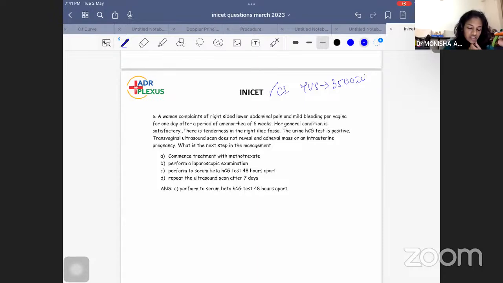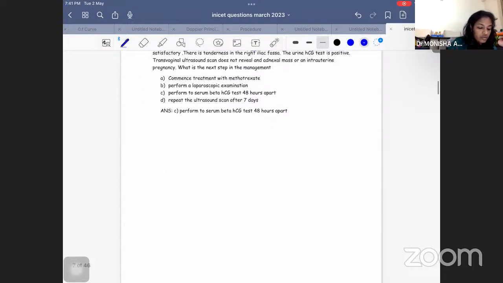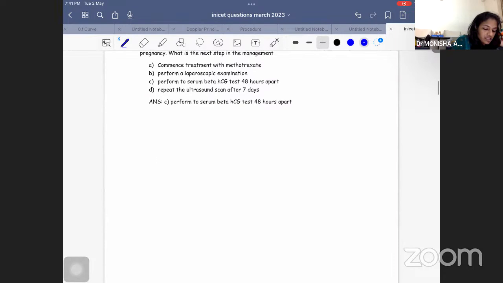The urine HCG test is positive. Transvaginal scan does not reveal any adnexal mass or an intrauterine pregnancy. What is your next step in the management? That means all the features they have given are suggestive of ectopic pregnancy. It's 6 weeks, but she has done an ultrasound. So remember this table, always remember this table.